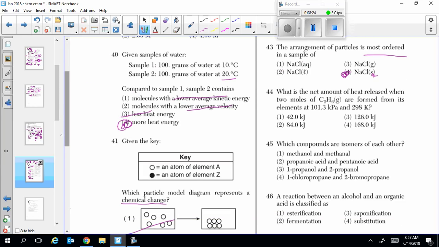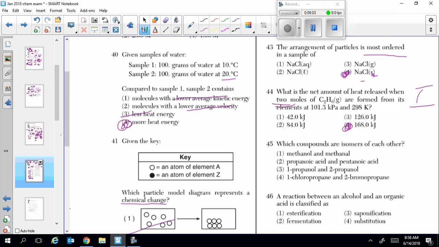What is the net amount of heat released when 2 moles of C2H6 are formed from its elements? All right, I need to go to table I. Table I gives me all the heat of reactions, and heat release tells me I'm going to have a negative value. So I want to go find the formation of C2H6. C2H6, where are you? Okay, I found it, and it's negative 84, and it makes 1 mole. So I want to take 84 times 2, and I get 168. So that's how much energy would be released.